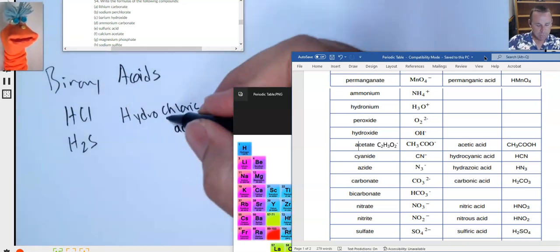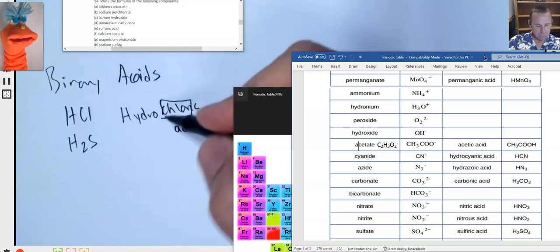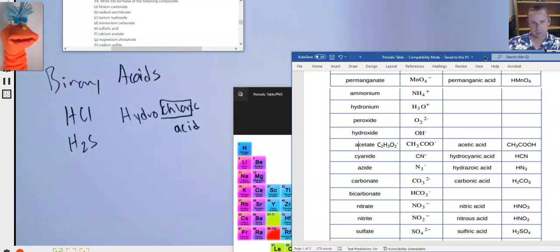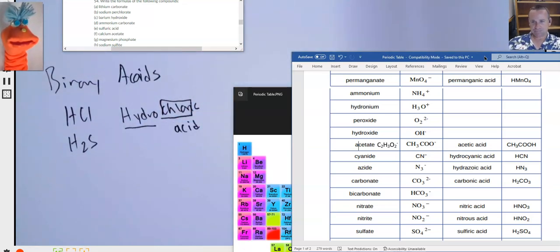Hydro-blank-ic. If it starts with hydro, that means it's a binary acid. If it doesn't start with hydro, and does sulfuric acid start with hydro? No, I guess not. Sulfuric acid doesn't start with hydro, so therefore it means it's not a binary acid. Therefore, it means it contains a polyatomic ion.